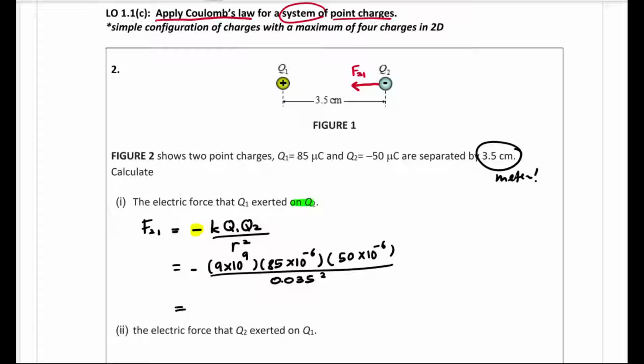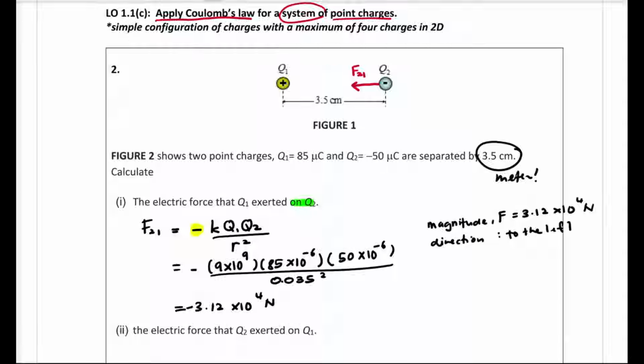Okay, so the final answer is 3.12 times 10 power of 4 Newton. Okay, so this one should be negative lah. Jawapan dia negative. Okay, and you can write that the magnitude of the force is equal to, boleh salin balik, jawapan dia letak positive answer, doesn't matter. And the direction, since kita lukis tadi, the direction is to the left, right? Okay, so that's why the answer is negative, because force is a vector, so we have magnitude and also direction.